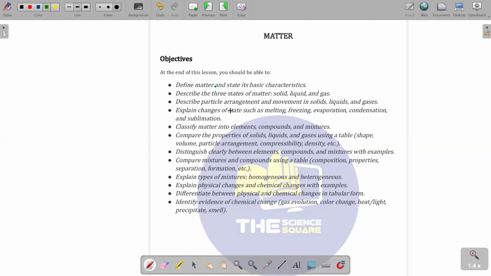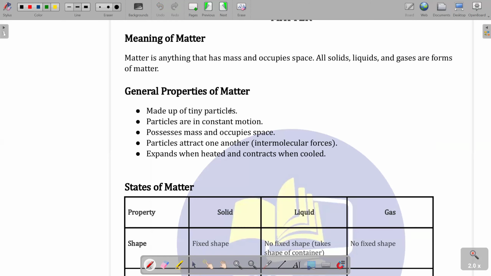First, let's ask ourselves, what is matter? What is the meaning of matter? Matter is anything that has mass and occupies space. Take note, we say that it has mass. Any substance, or anything at all that has mass and occupies space can be regarded as matter. And the three basic forms or states of matter are solids, liquids, and gases.